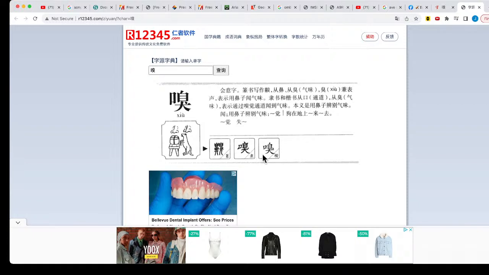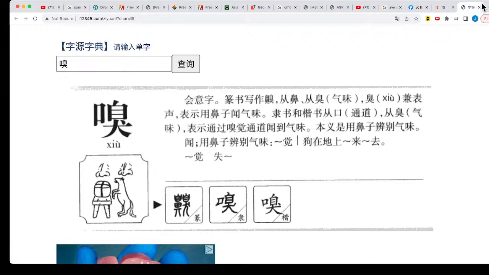Okay, and then the modern ones, they greatly simplify the left side. They basically got rid of the left side. They replaced it with a 口. Okay, 口. All right, so this is the character 嗅.